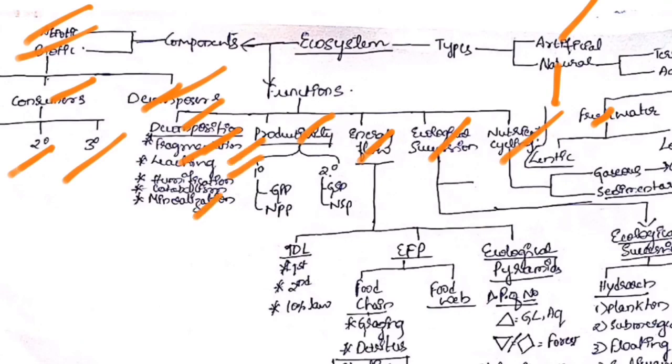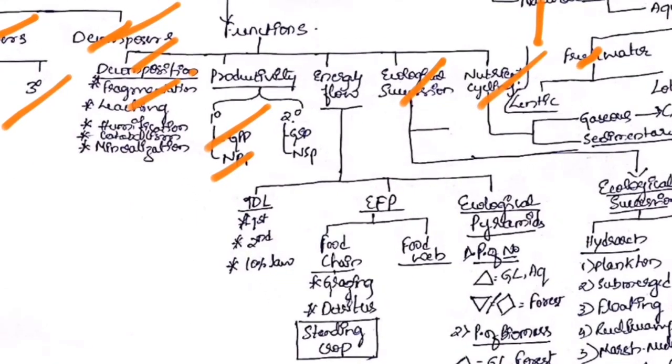Next, productivity. The amount of organic matter present at any trophic level is called productivity. It can be divided into two categories: primary productivity and secondary productivity. Primary productivity is at the producers level, and secondary productivity is at the consumers level. Primary productivity is again subdivided into two types: gross primary productivity and net primary productivity. Gross is the total amount of energy prepared by the producers. Net is the total amount of energy remaining out of gross primary productivity after respiration.